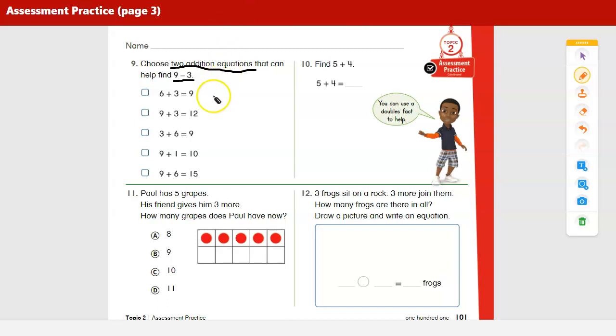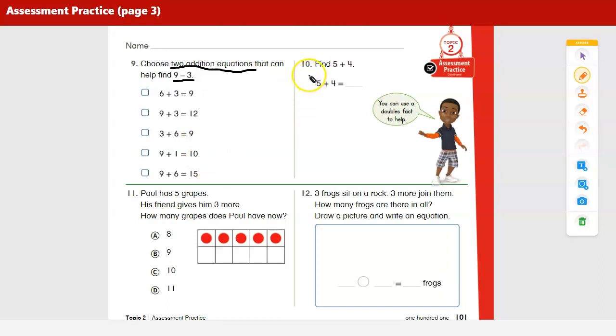So we have 6 plus 3 equals 9. 9 plus 3 equals 12. 3 plus 6 equals 9. 9 plus 1 equals 10. And 9 plus 6 equals 15. Just a hint to help you with number 9, if you find out what 9 minus 3 is and get that answer, it will help you see which two equations would help you find 9 minus 3 best.